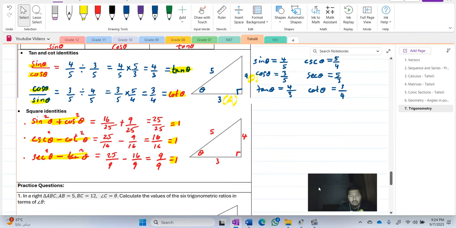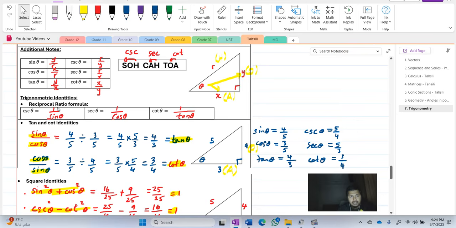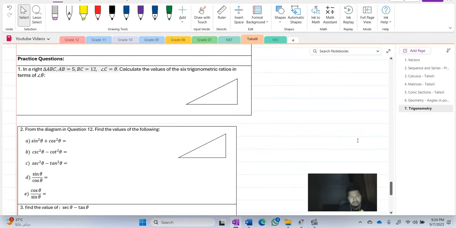Right, so I hope you guys understood this. So what have we learned? We learned SOHCAHTOA, we learned the reciprocal ratios. We know cosec is 1 over sine, sec is 1 over cos, cot is 1 over tan. We learned sine, tan and cot identities, and we learned square identities. Now let's do some practice questions.